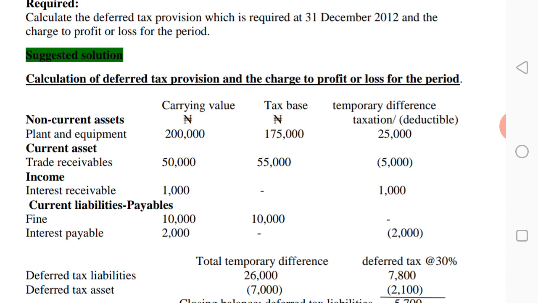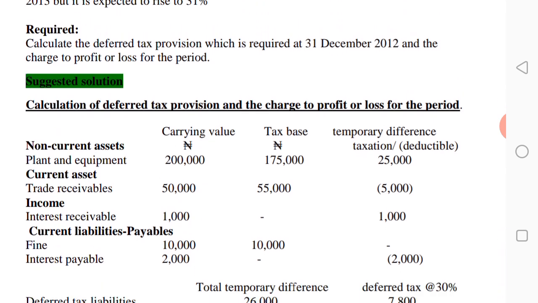Now we will add back the disallowable expenses, which is the provision. Then we have a temporary difference of what? 5,000 naira, which is deductible, which is what? A deferred tax asset.